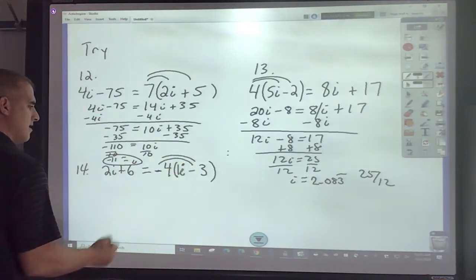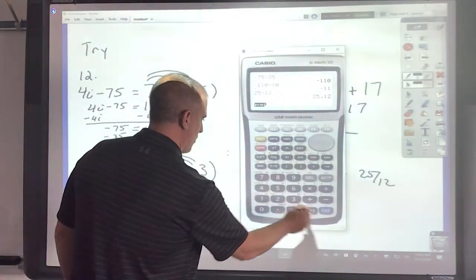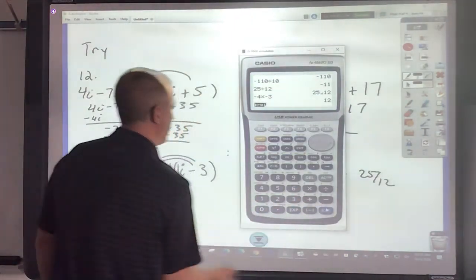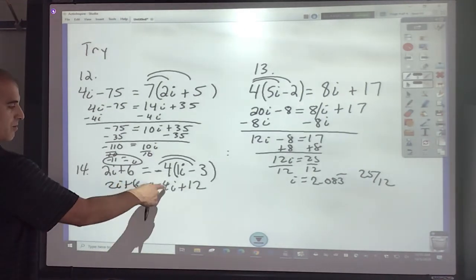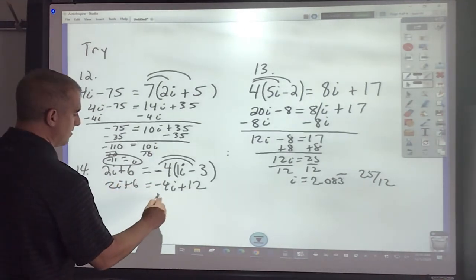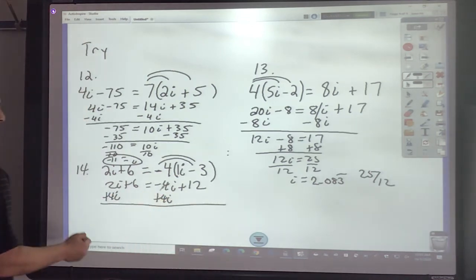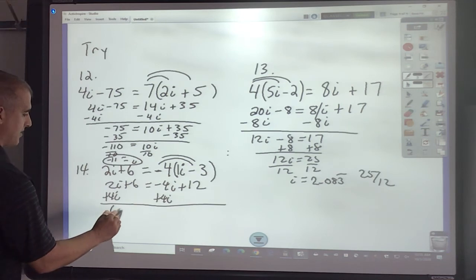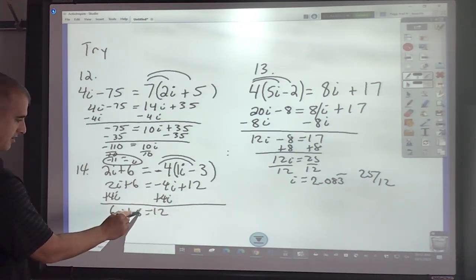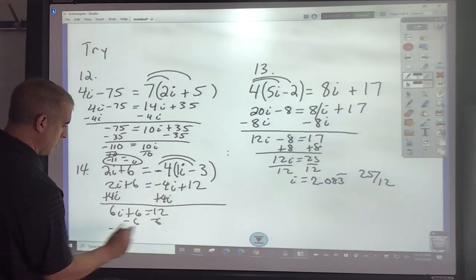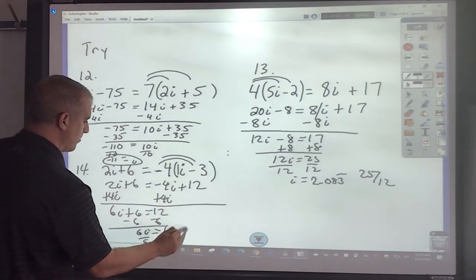There's a 1 here. Negative 4 times 1 is negative 4i. Let's be careful. Negative 4 times negative 3 is positive 12. So I got 2i plus 6. Now, I would move the negative 4i. You could move the other one. But if I move the negative 4i, I got to do the opposite operation. So 2i plus 4i would be 6i. Now, I got to get rid of this 6 first, through subtraction. So I got 6i equals 6. Divide by 6, i will be 1.